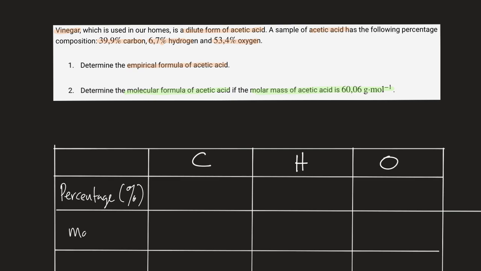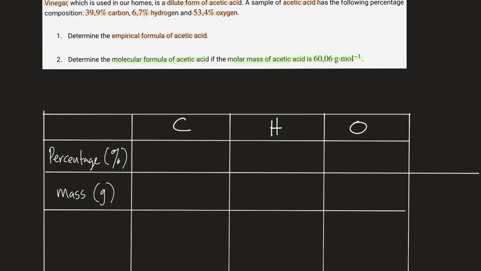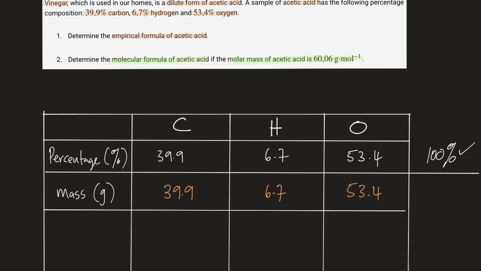And we're going to have to convert to mass. Now we can only convert to mass. They haven't given us the size of a sample, so we know we need it to be at 100%. Alright, so they've given you 39.9, 6.7, and 53.4. When I add that up, I get 100%. And if I get 100%, then I can sort out my masses at 39.9 grams, 6.7 grams, and 53.4 grams.